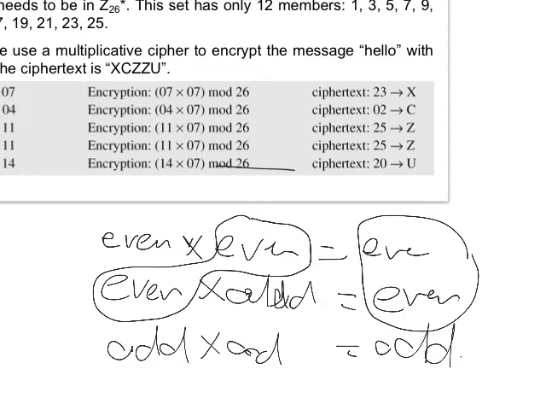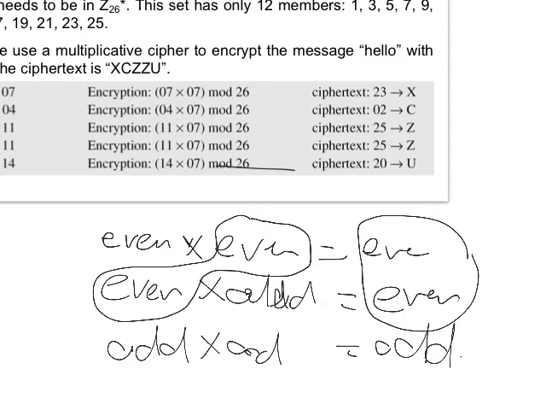Two letters, one odd and one even, may correspond to the same letter in the cipher text, because even times even is even, and odd times even is even, right? So two different characters on the plain text side may be transformed into one letter in the cipher text, and that's not good, because this way it's not reversible. You cannot reverse it back, right?